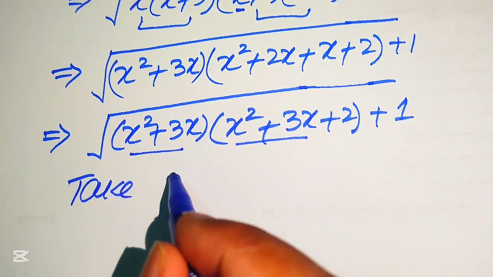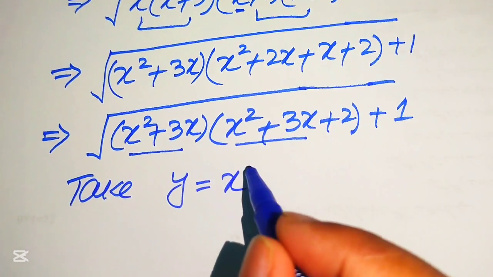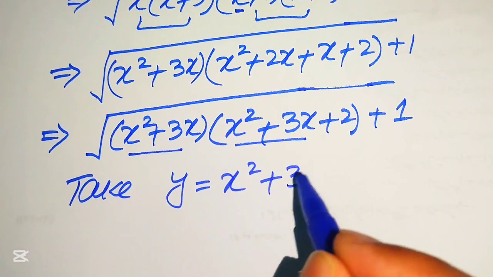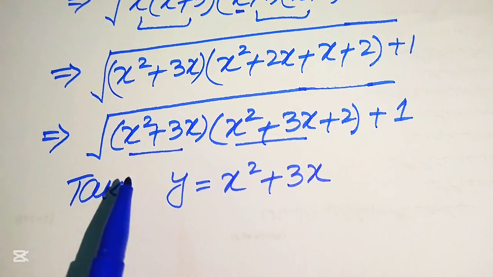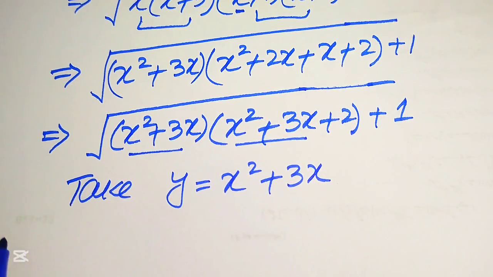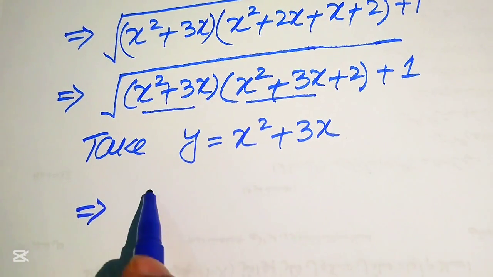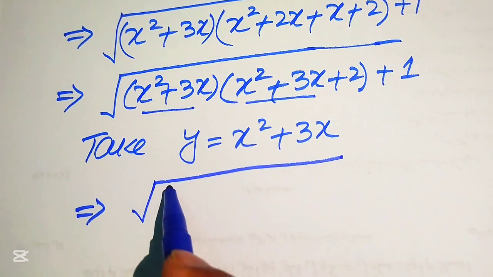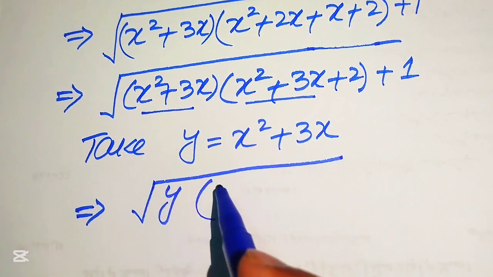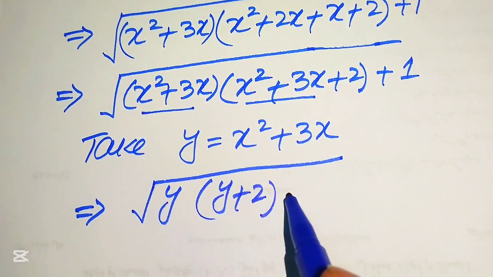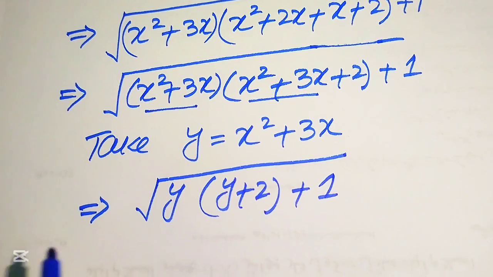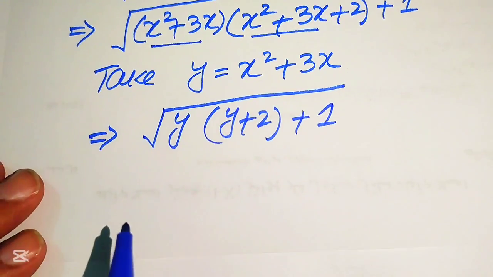we can again take this equal to y and you get y equals x square plus 3x. Okay, by substituting this type of number, we can get our question into an easier or more simplified form. So you see here, when you put this value here, we will get our above expression as y times y plus 2, and this is our plus 1. So you see here, this becomes a more simplified form.